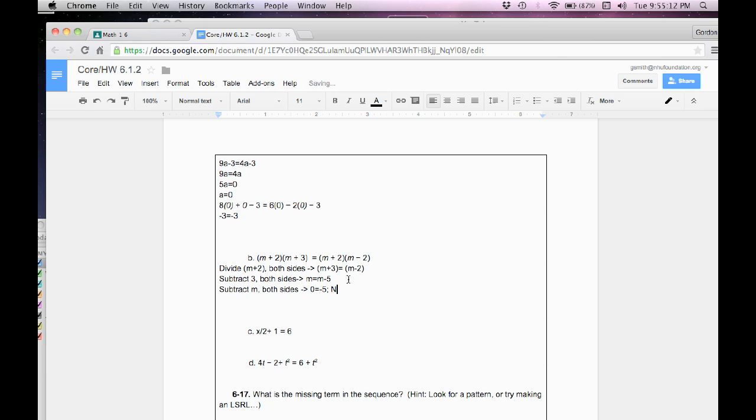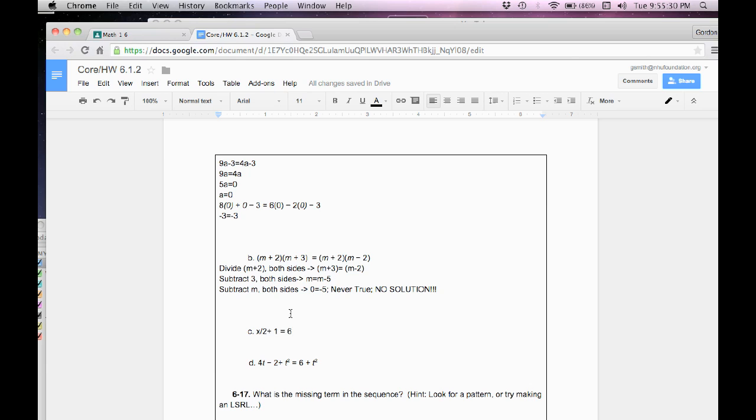And that's true. That is never actually true. So what we actually have here is no solution, because 0 can never equal negative 5. So in other words, this entire equation B is not possible.